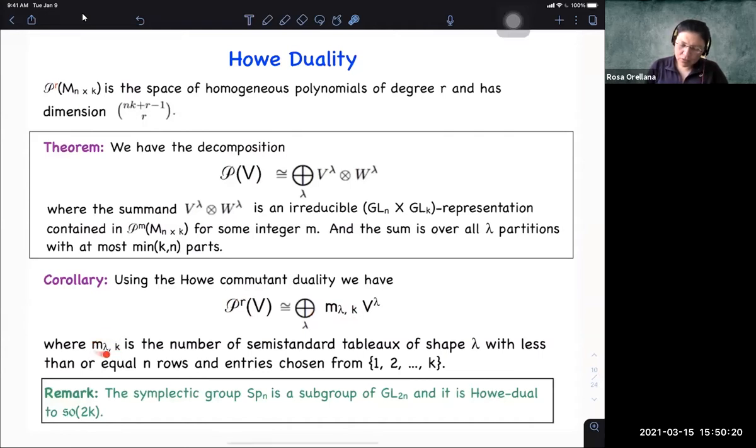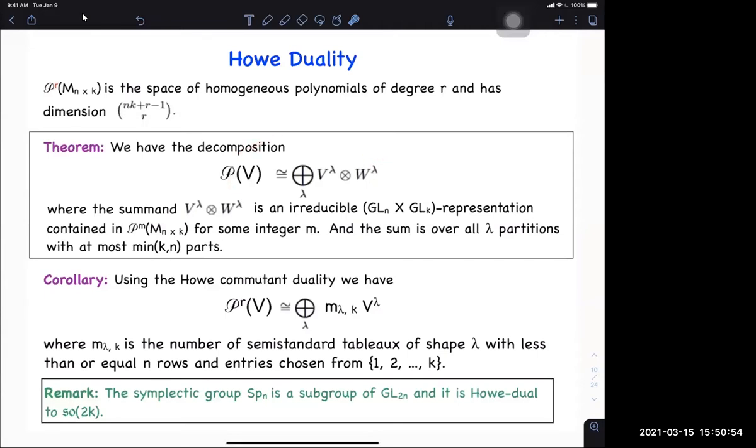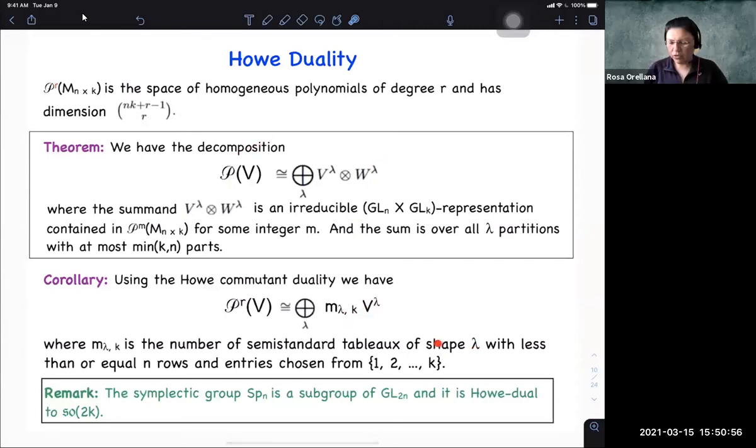And they turn out to be, in this case, the number of semi-standard tableaux, or column strict tableaux, of shape lambda, where lambda is a partition with less than or equal to n rows, and you can choose only numbers from 1 through k. It depends on that. So that's what these multiplicities are. So using Howe duality, you can decompose the polynomial ring, and you could also decompose the GLK, and the only difference is that the n and k will switch here.